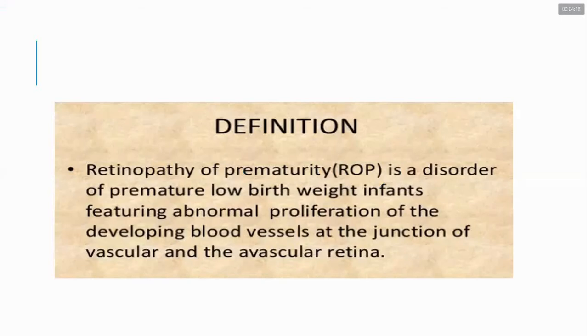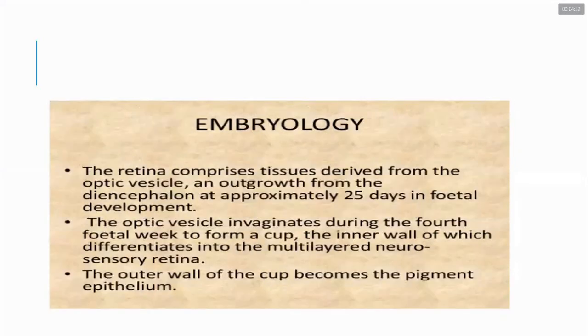Because of the low oxygen, if the child is born premature and is kept in the NICU, then those types of children may develop retinopathy of prematurity. So the name itself suggests retinopathy of prematurity. So, abnormal proliferations of the blood vessels.